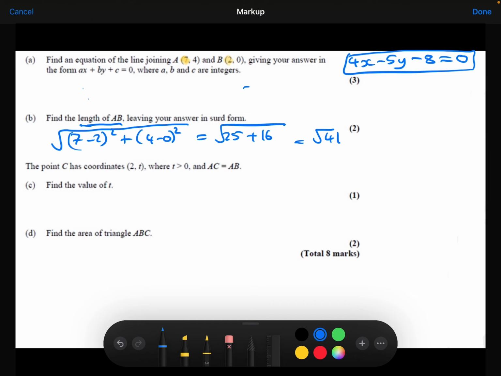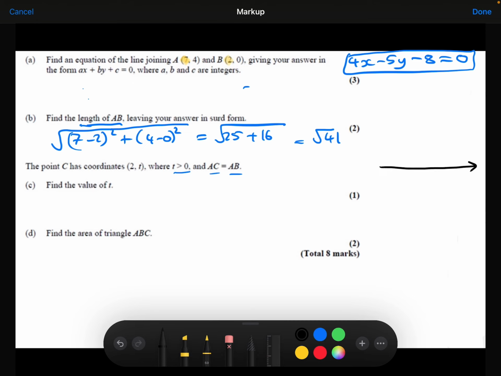We're then told that point C has coordinates (2, t), where t is greater than 0. We're also told that AC is equal to AB, and we need to find the value of t. Now notice it's only 1 mark. That suggests to me that this should be relatively easy, but I can't see immediately how to do this question. So I'm just going to draw a very quick sketch to try and visualise, because I'm sure it's going to be easy. I just can't visualise it just yet.